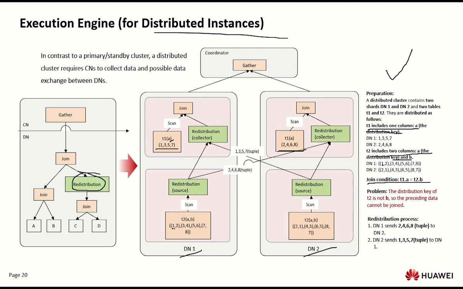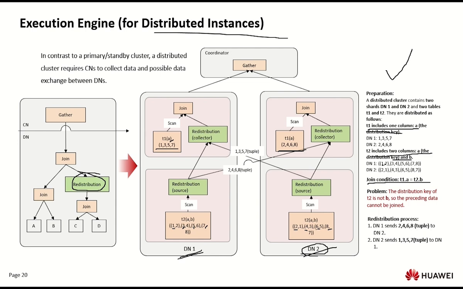Since the distributing key A equals 1, it is also distributed to data node 1. Same for the first rows, A equals 3, A equals 5, and A equals 7. So these 4 rows belong to data node 1. Also, for A equals 2, 4, 6, and 8, since the distributing key A is an even number, it is distributed to data node 2.